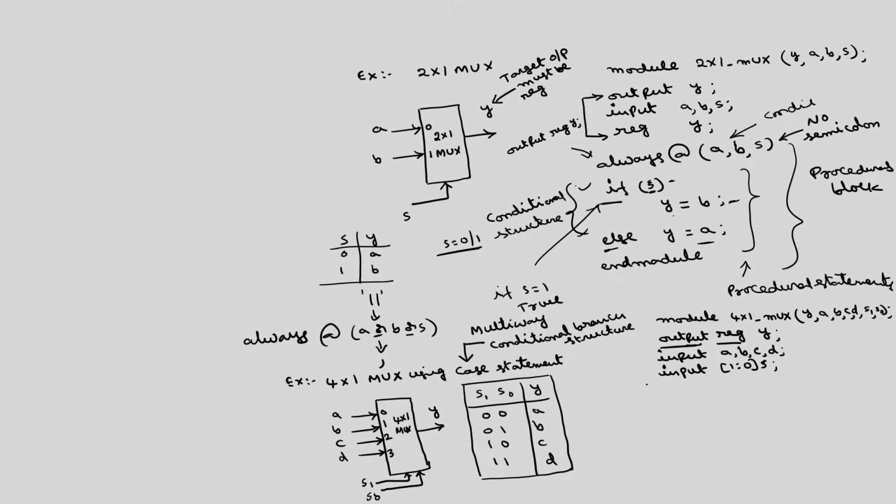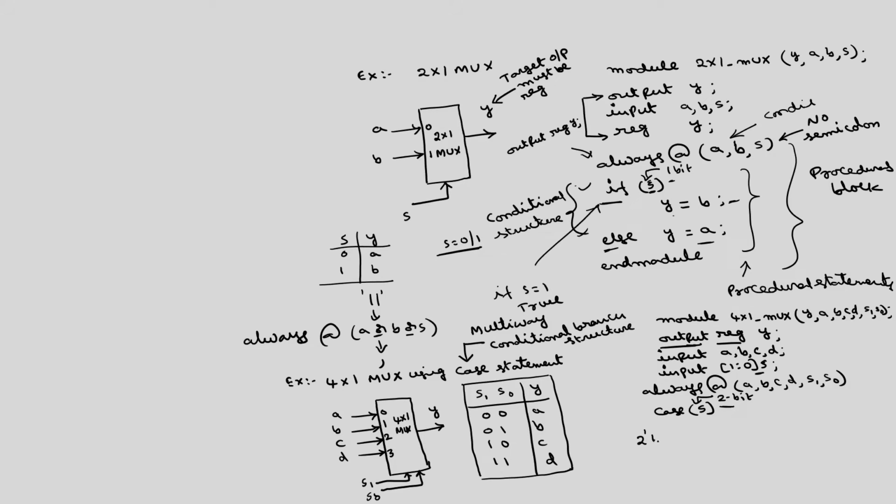Then always we are using procedural statement at either A changes, B changes, C changes, D changes, S1, S0. Case S. Here this S is now 2 bit, whereas in the previous example this S is 1 bit. Then what are the 4 possible values of these 2 bits?